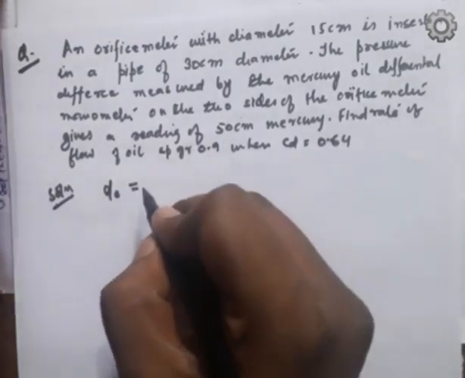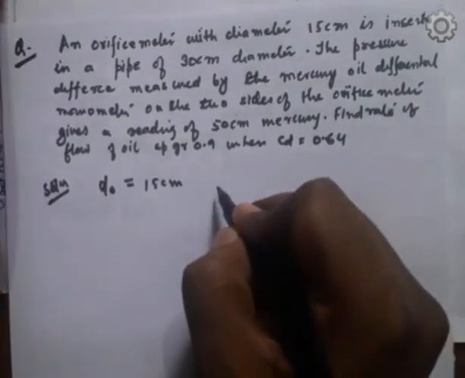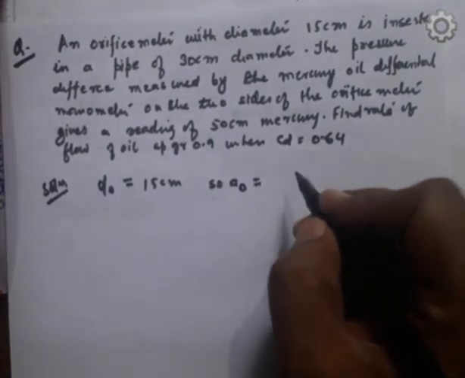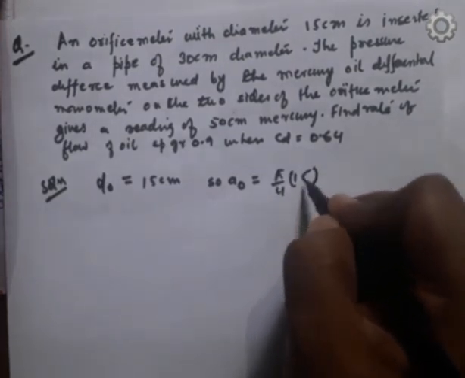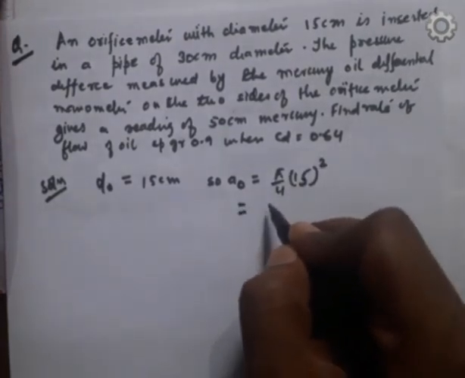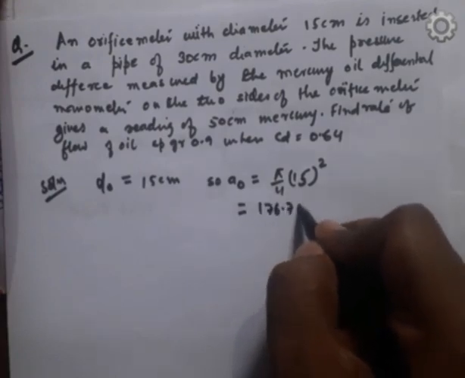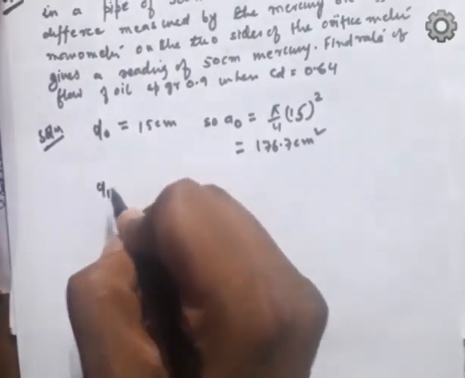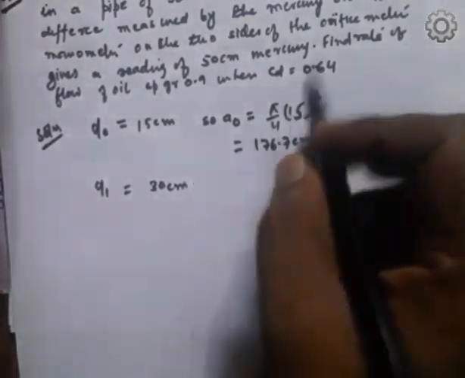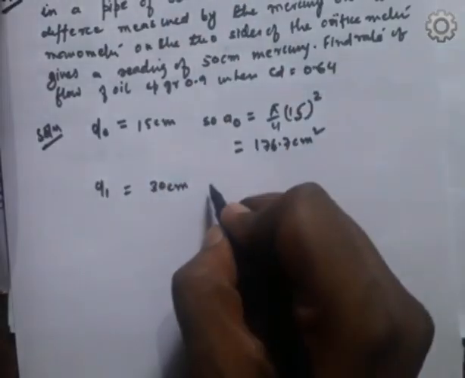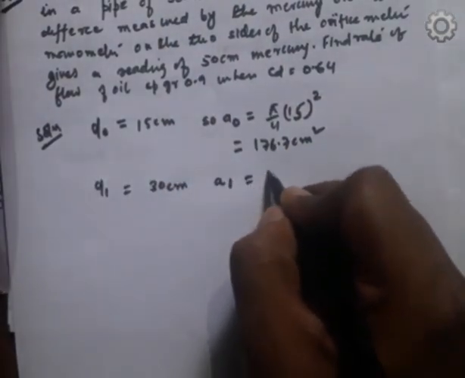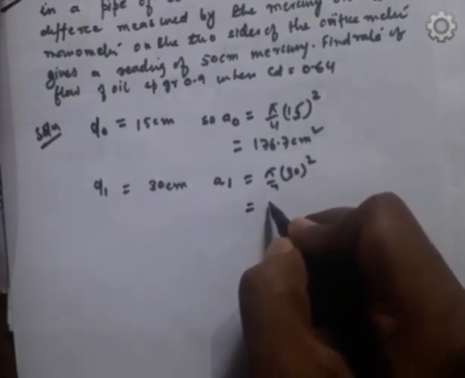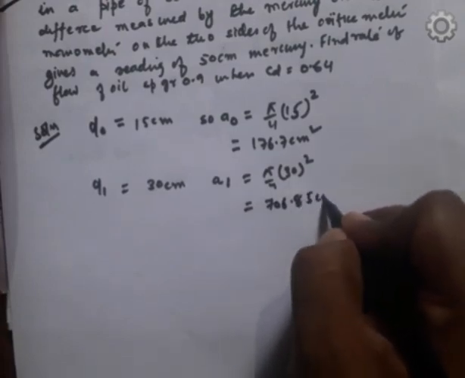D0, that is the orifice diameter, is 15 centimeter, and so A naught is pi by 4 into 15 whole square. It comes to 176.7 centimeter square. Now the diameter of the pipe is given as D1 is 30 centimeter, and the area A1 is pi by 4 into 30 whole square, which is equal to 706.85 centimeter square.